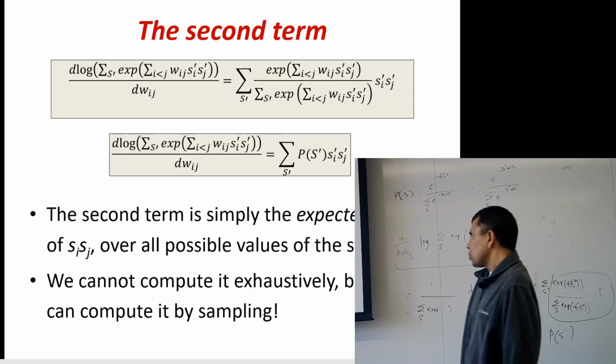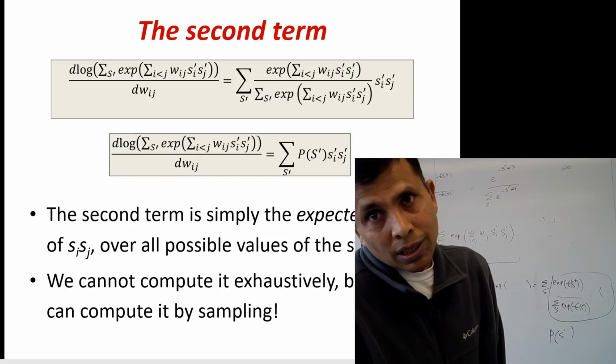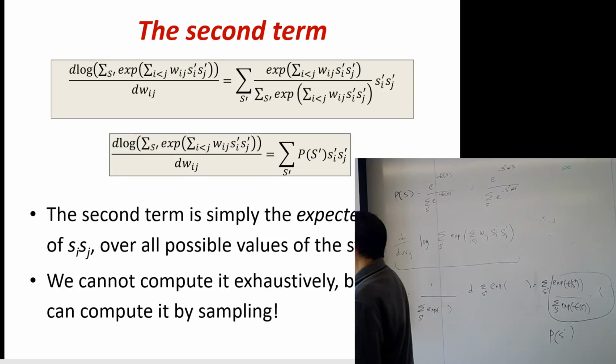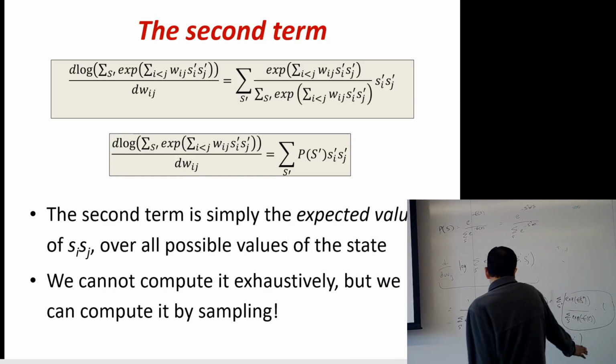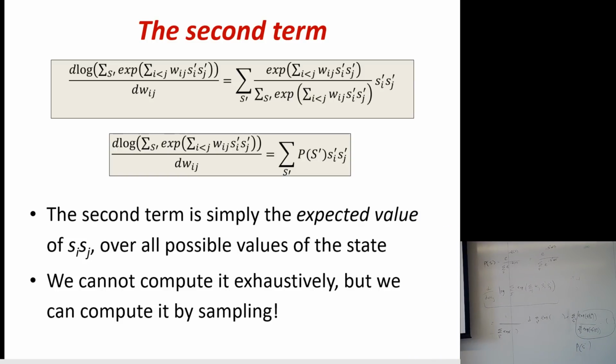So if you work your way out through the arithmetic, it turns out that the derivative of the denominator of the Boltzmann distribution simply ends up being, so this first term ends up being the probability, and the second term is the derivative of the energy itself, right? So the whole thing simply ends up being the expected value of the product of the ith and the jth bits across all possible states, all possible bit patterns.